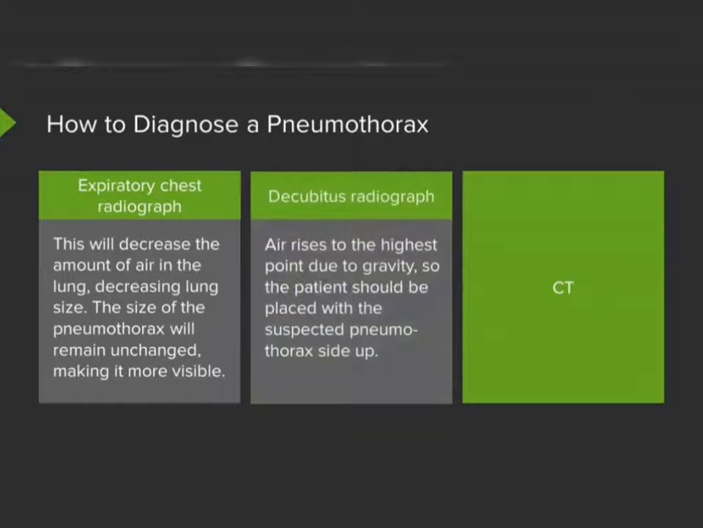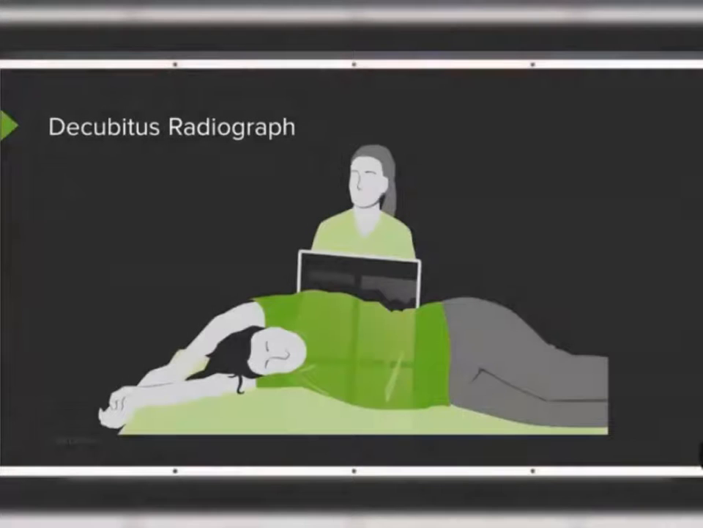On a decubitus radiograph, again, air rises to the highest point, and this is due to gravity. So the patient should actually be placed with the suspected pneumothorax side up, and that will raise the pneumothorax up to the top, and you can see it well. A CT, as we saw, is very sensitive in the diagnosis of a pneumothorax.